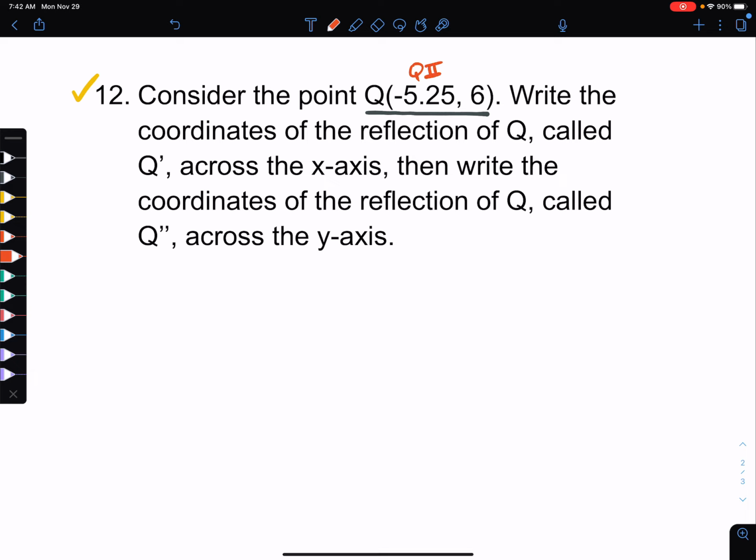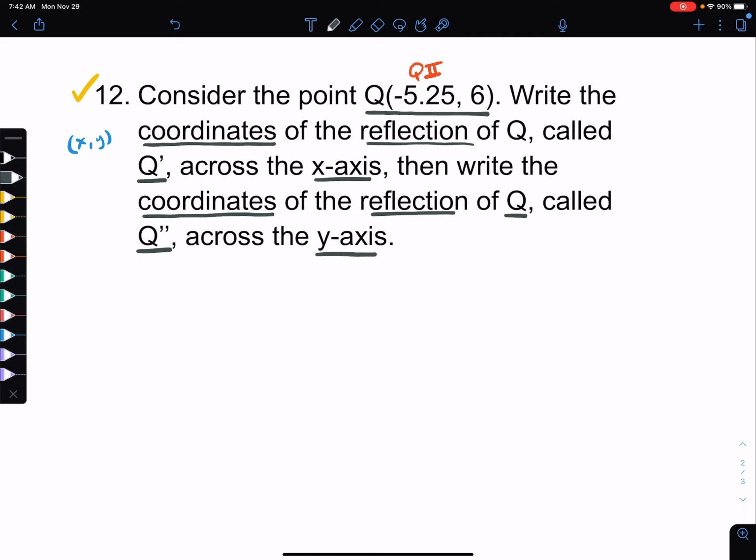Quadrant 2. Write the coordinates, so they really are looking for an X and a Y of the reflection of point Q. We're going to call that Q prime across the x-axis. Then write the coordinates, so another xy, for the reflection of Q called Q double prime across the y-axis.